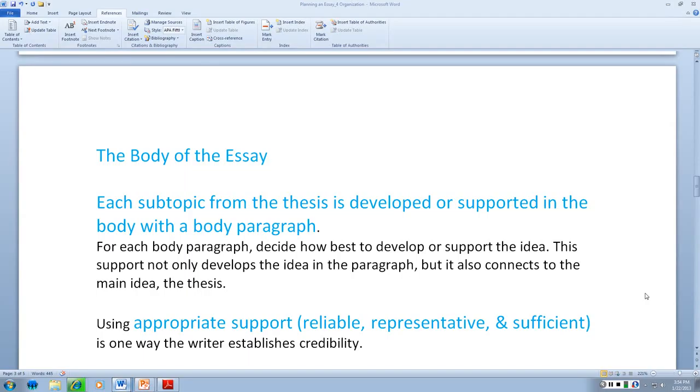Organization appeals to logic. It helps support the idea. Support also provides credibility. That is, if the writer is giving good information, the reader sees that writer or the author as being credible or reliable or dependable.